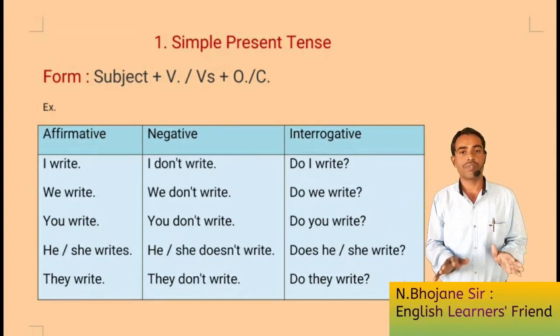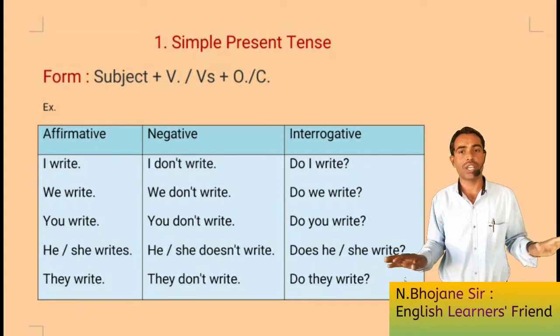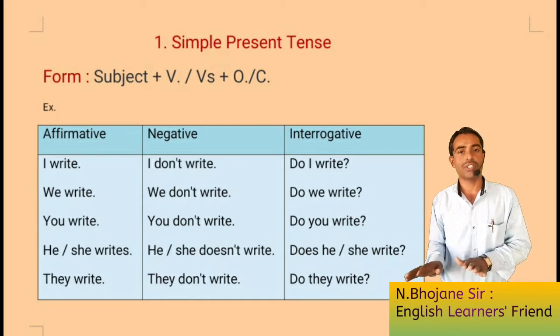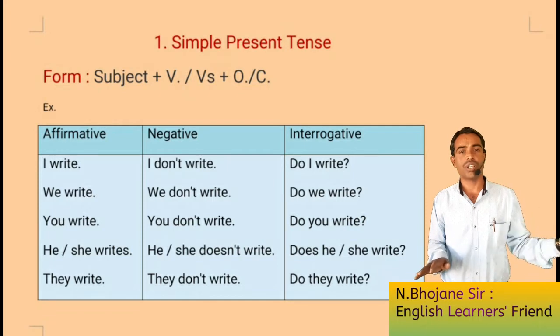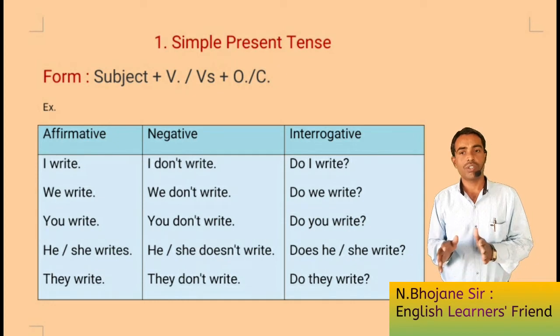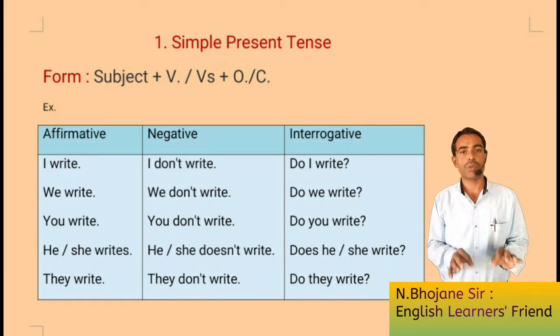Affirmative sentences. I write, we write, you write, he writes, she writes, they write. Now, negative statements. I don't write, we don't write, you don't write, he doesn't write, she doesn't write, they don't write. Now, interrogative sentences. Do I write? Do we write? Does he write? Does she write? Do they write? Now, uses of simple present tense.